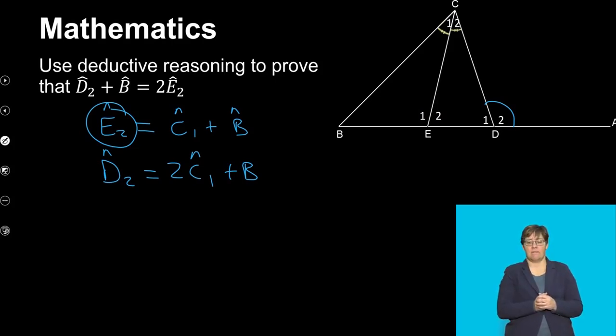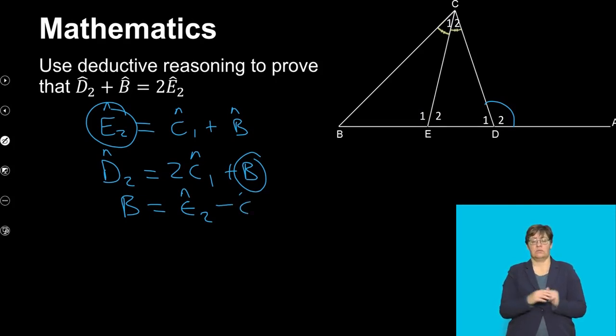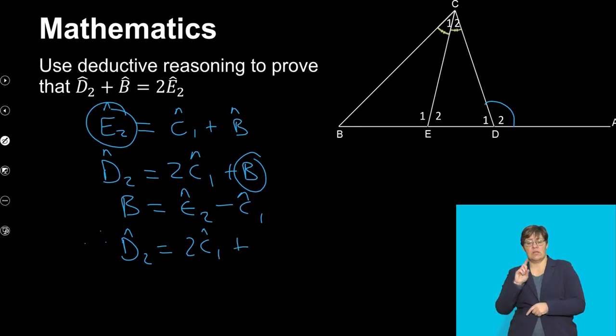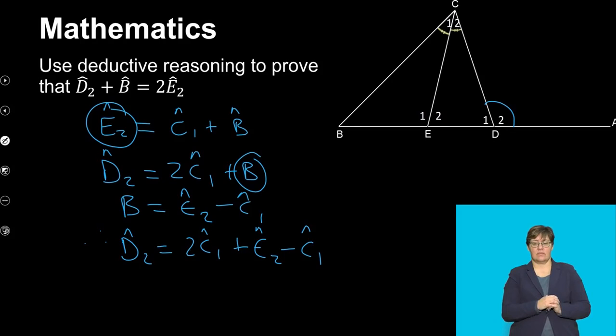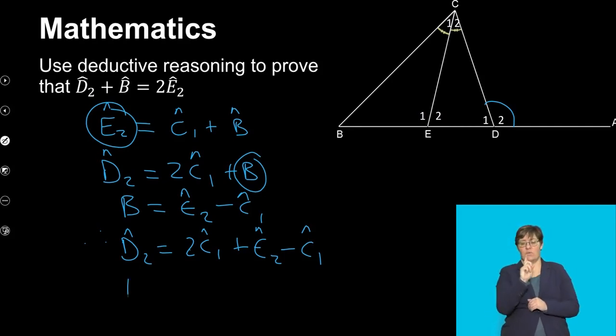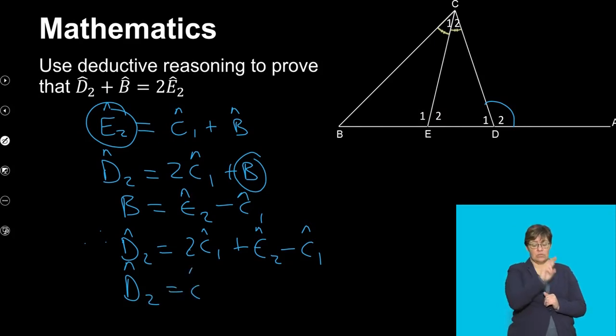E1, all right. So let me just substitute the B there. I will have B is equal to E2 minus C1, right? And therefore, D2 will be equal to 2C1 plus the angle B, which we said is E2 minus C1, right? And then you can see 2C1 minus C1 will be C1, right? So this will be D2 is equal to C1 plus E2, right?